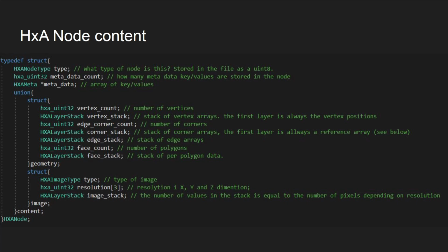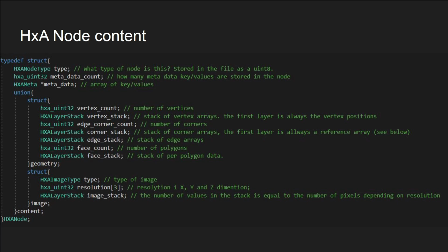Here comes the content of a node. First you have the type of the node, which is just a uint that says what type. And then you get metadata. We're going to get back to metadata later on. And then you get either geometry or image data if it's a geometry or image node. If it's a meta node, then there's no geometry and no image.